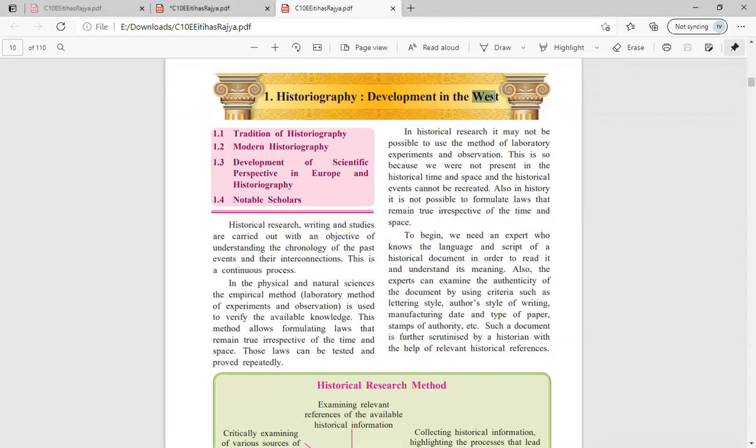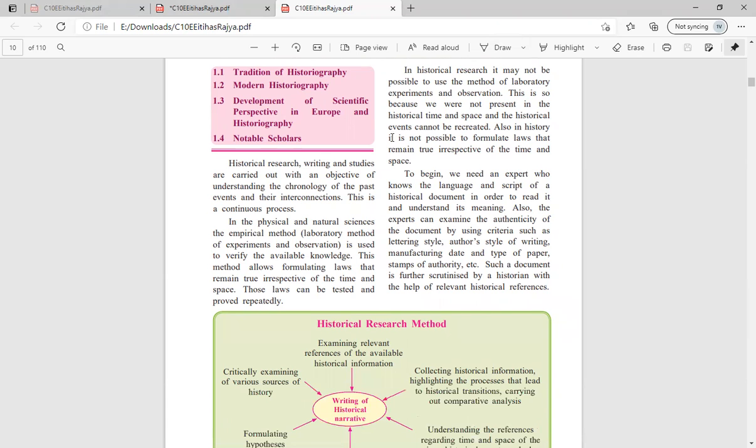Development in the West. West we have seen. West indicates European countries. So development of historiography in the West is our chapter name. Fine. उसके बाद we have seen that someone who does this historical research understands the chronology. फिर हम लोग ने देखा critical examination जो करता है, the one who makes sure whether it is authentic or not, whether it is true or not, is called a historian.